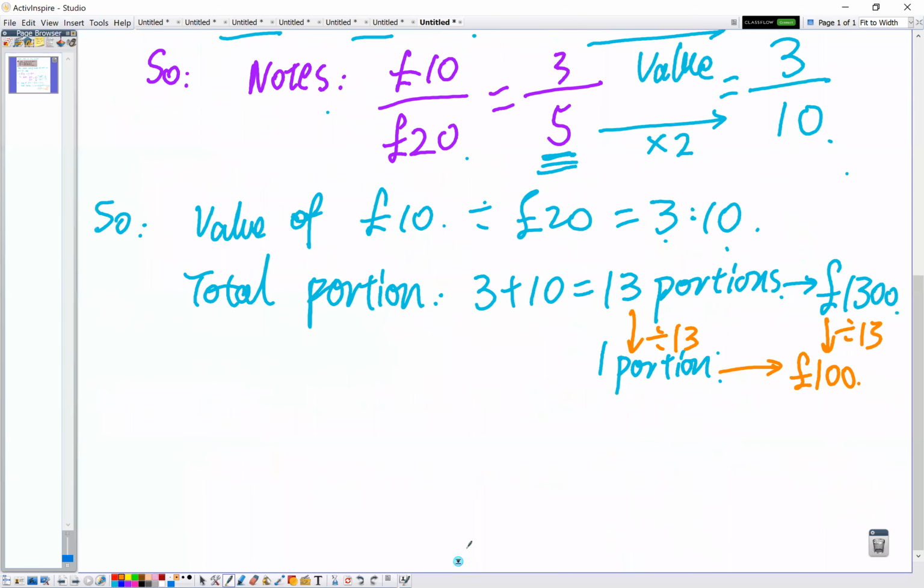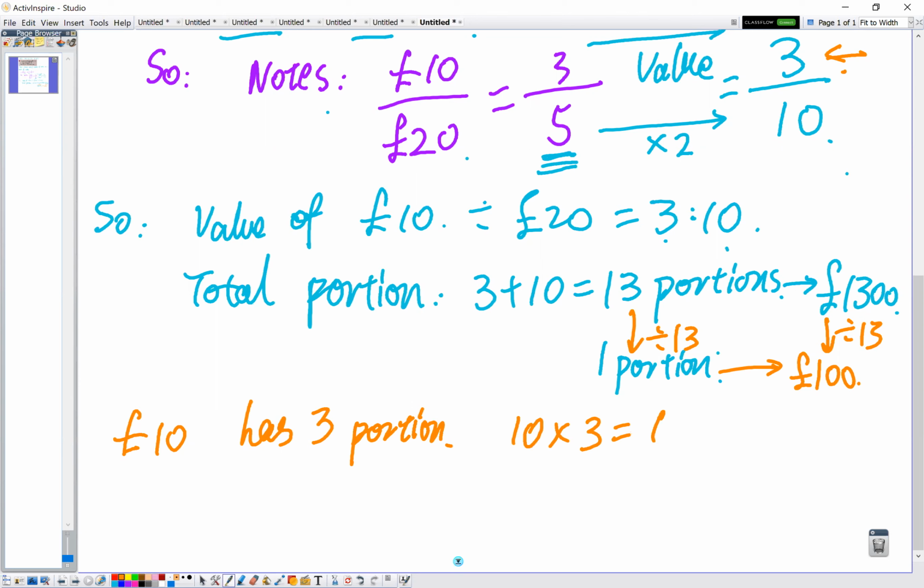So now, in terms of value, £10 we have 3 portions. So 3 portions is 10 times by 3, which will become £30. So for £10 we use 10 times by 3, £30.